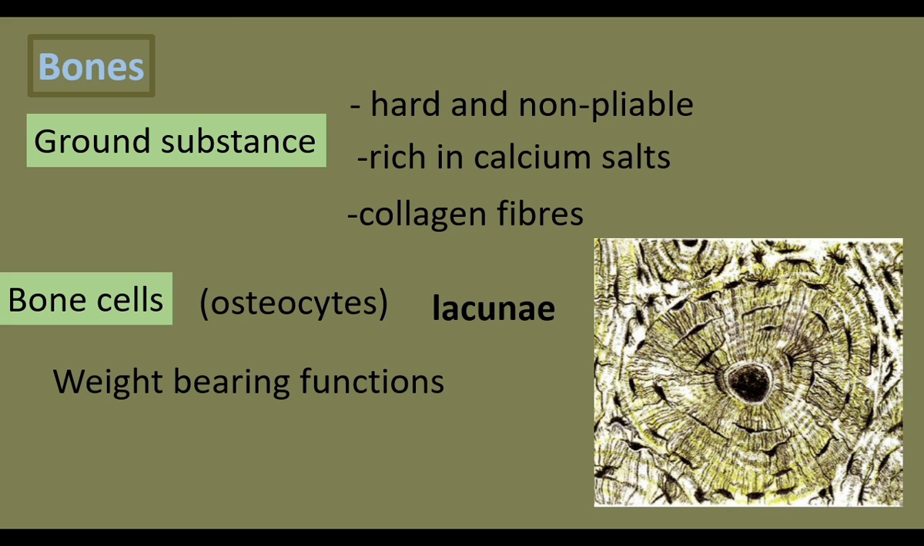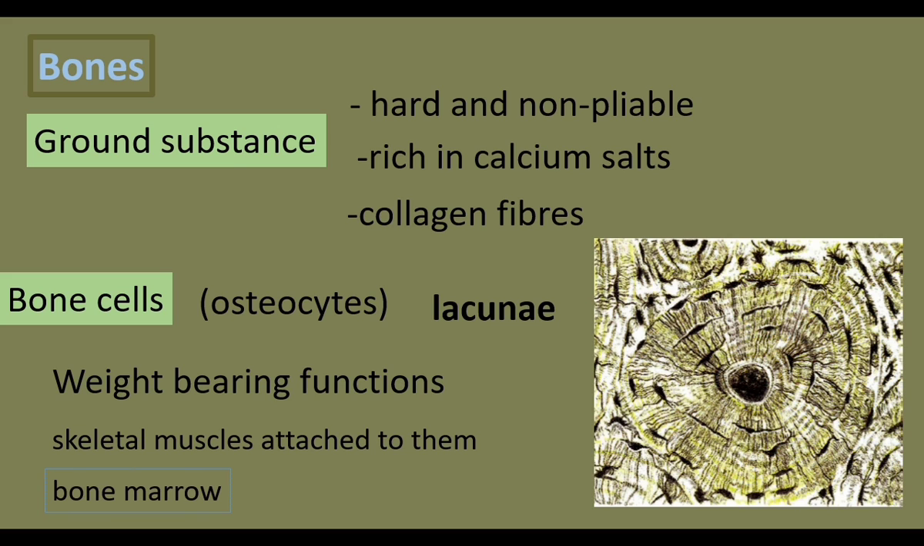The bone cells are involved in weight-bearing functions. The long bones carry the weight, and the bones provide a place for the attachment of skeletal muscles. By combining with the muscles, they provide movement of the body. The bone marrow is a place of production of blood cells.